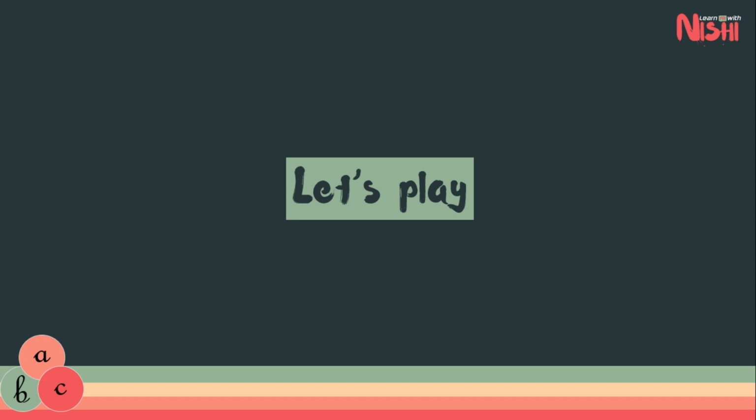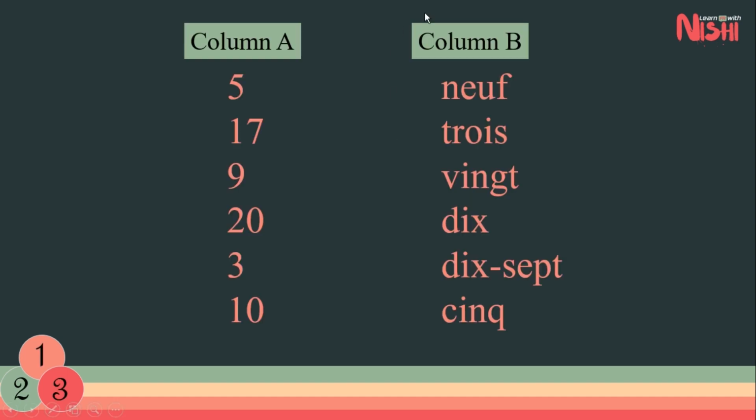Let's play a little game. There are two columns, column A and column B, and you have to match them. For example, this one goes with this one. 5, cinq, just like this. Now your turn. I'm giving you some time, so try to do it. Start. Yes, try it. I know you can.